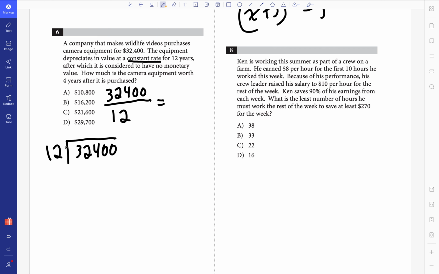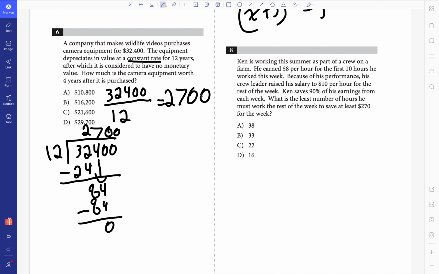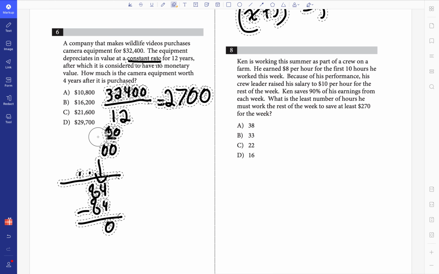32,400, and if you're like me, you haven't done long division in a hot minute. Okay, so 2 times 12 is 24. 32 minus 24 is 8. Bring down the 4. 84 divided by 12 is 7. And then just bring those two zeros. So it loses value at a constant rate of $2,700 every year. Let's get rid of this long division. It'll bring us back memories of elementary school.